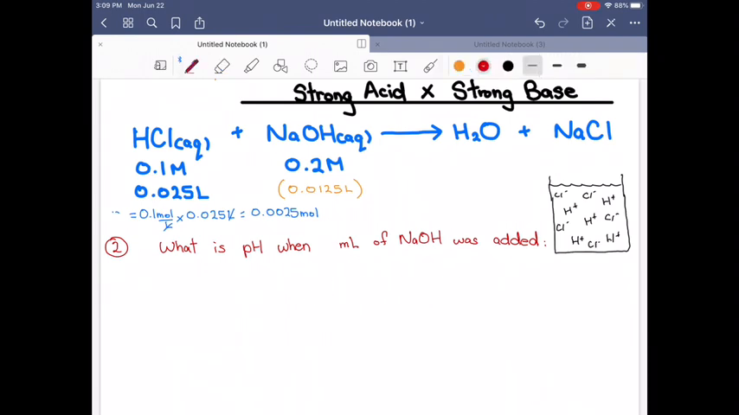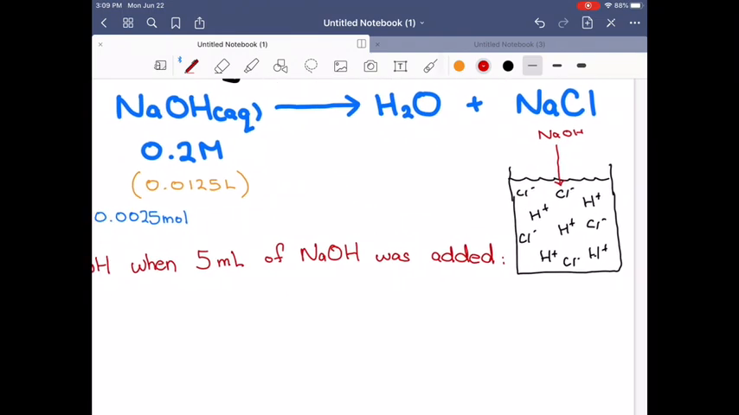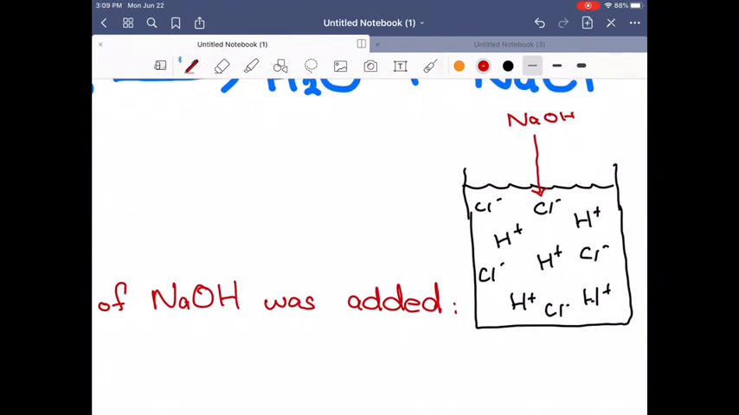Part B. What is the pH when 5 milliliter of NaOH was added? Okay, so here it is. NaOH. You're going to add NaOH in here. What's going to happen here? Well, NaOH is going to separate. So you're going to have Na plus and you're going to have OH minus in your solution.